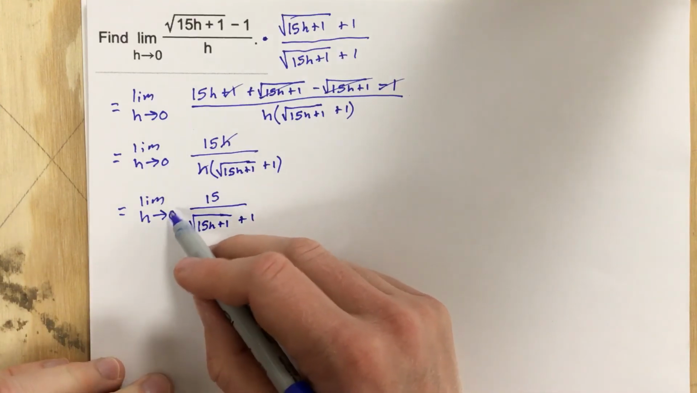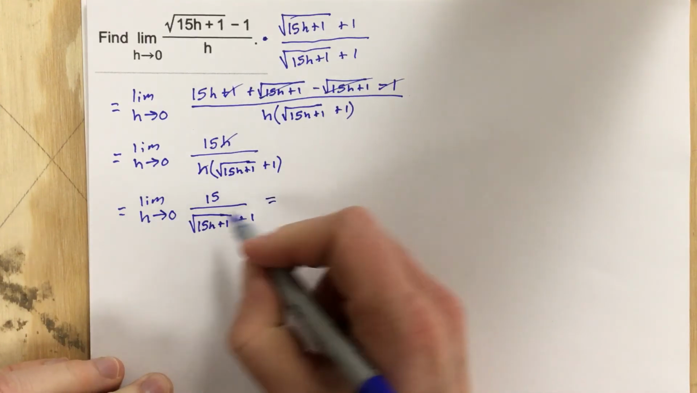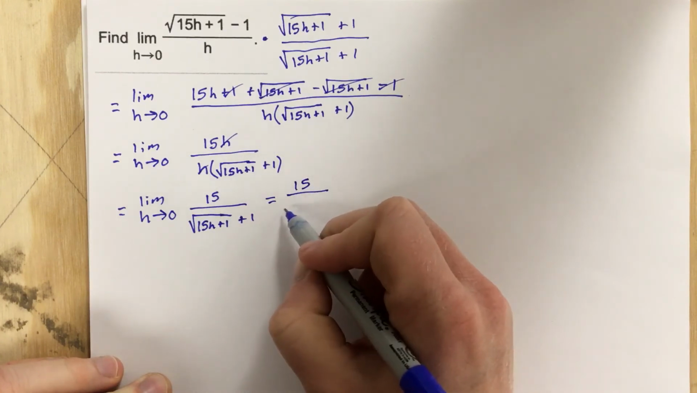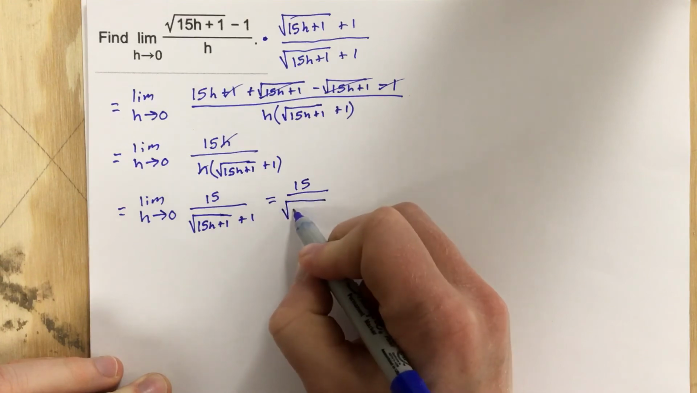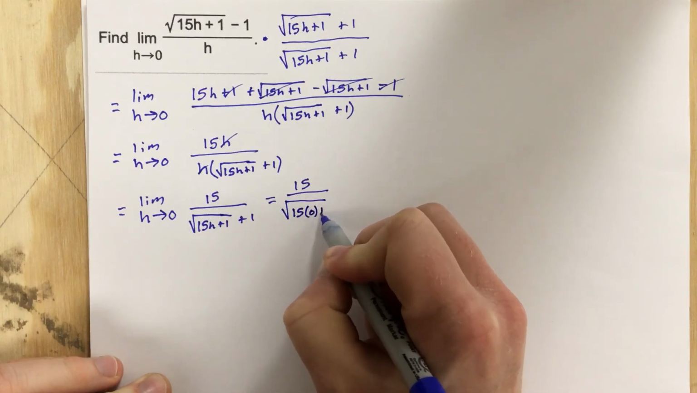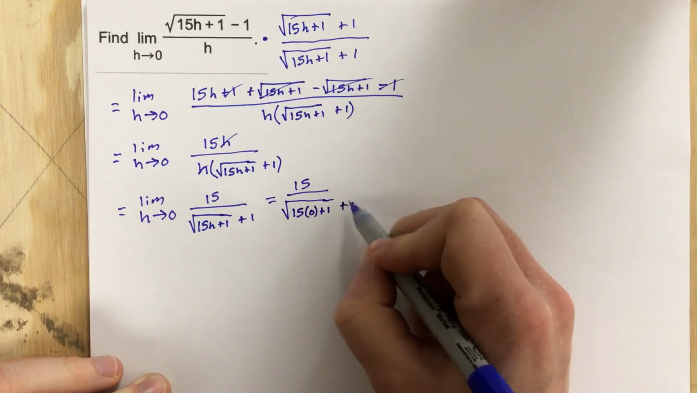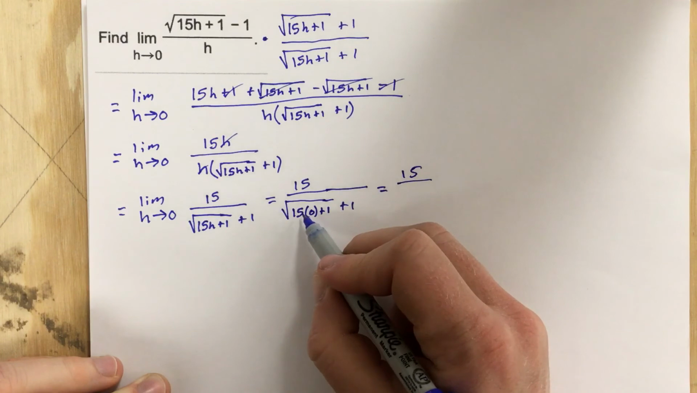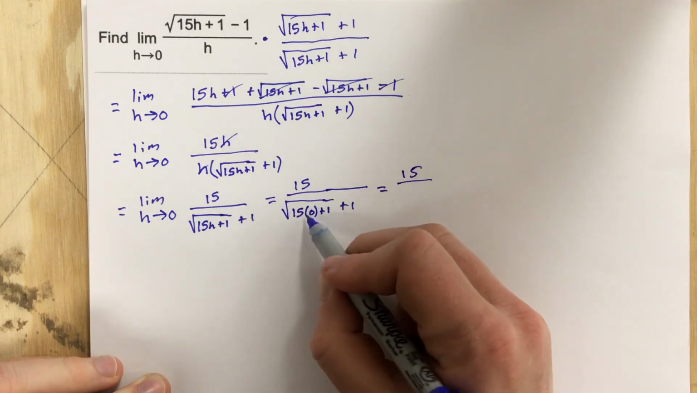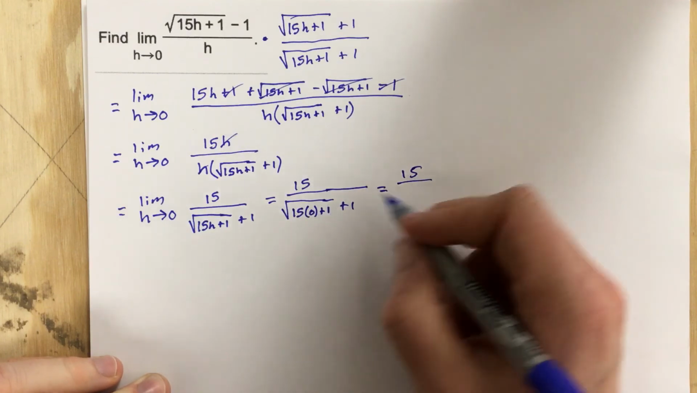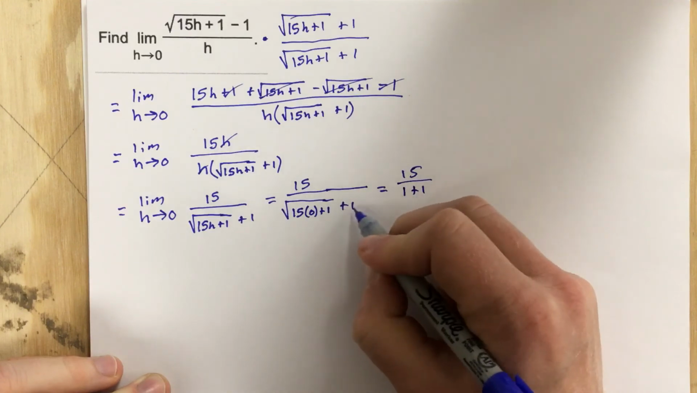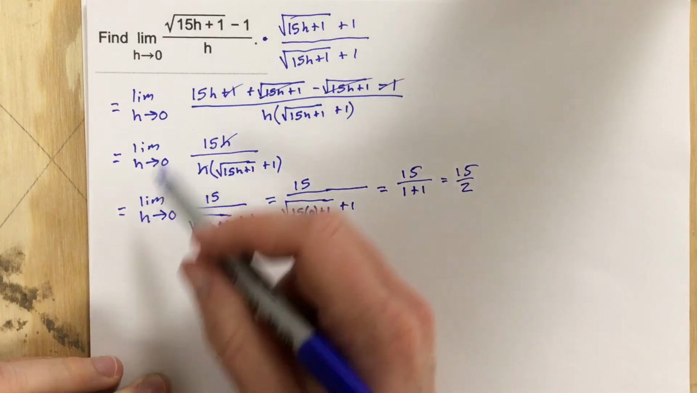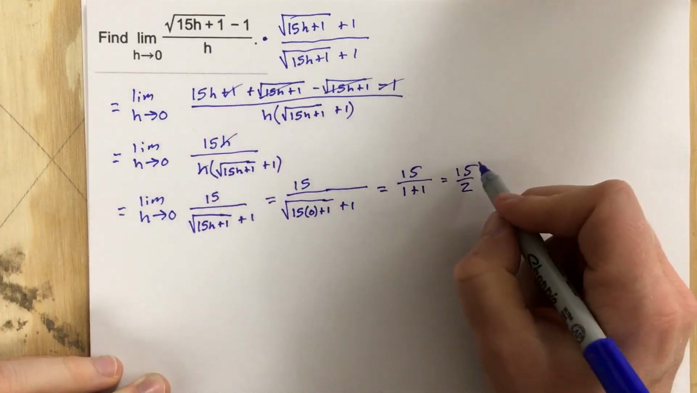Now let's check to see when I plug 0 in if this works out. So I get 15 over root 15 times 0 plus 1 inside the radical, plus 1 out here. So I get 15 over root 1, because this cancels, which is 1, plus 1, equals 15 over 2. So the limit as h approaches 0 of the original function is 15 over 2.